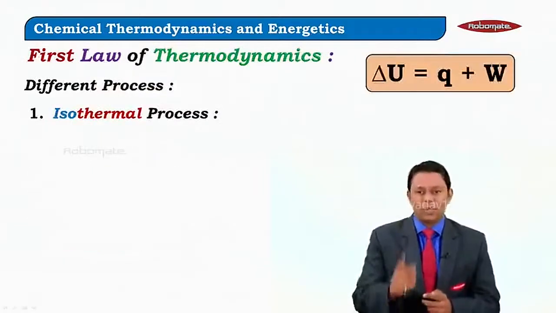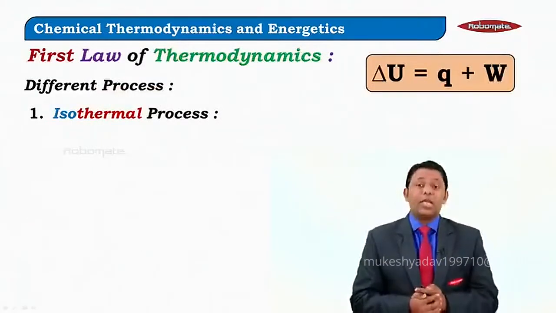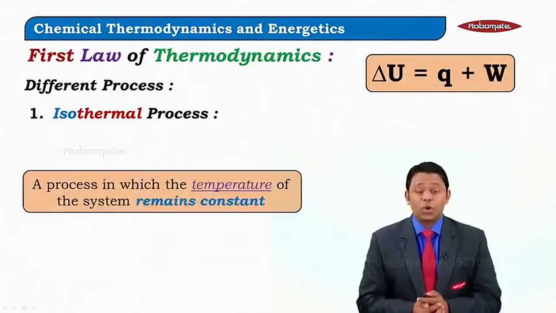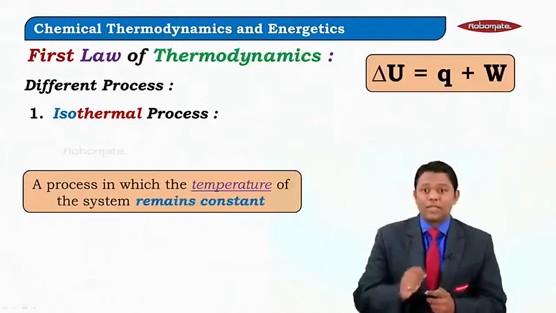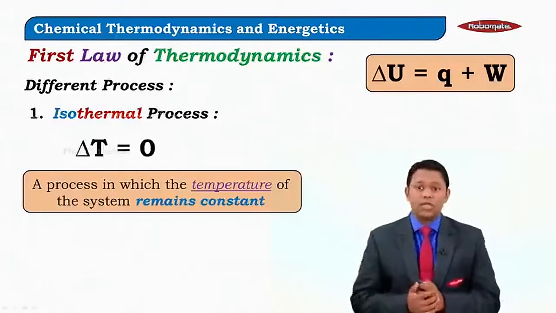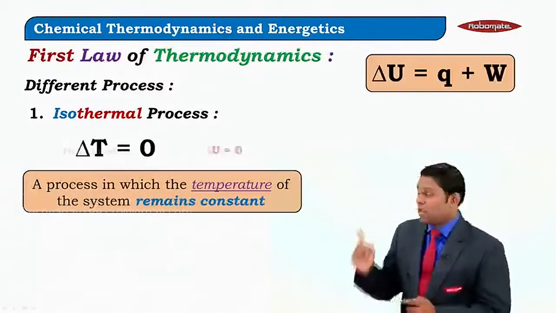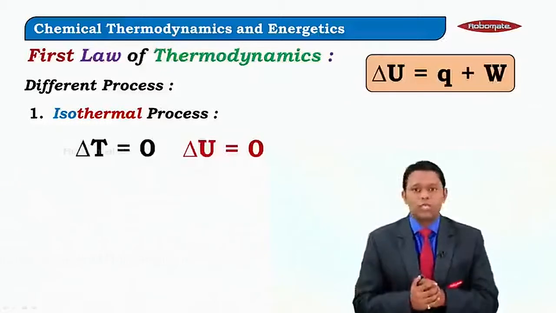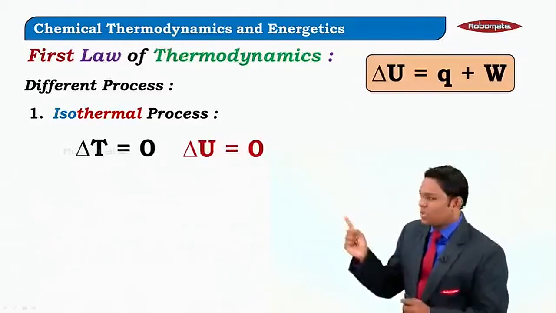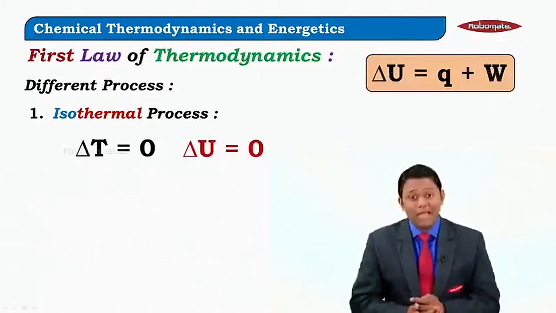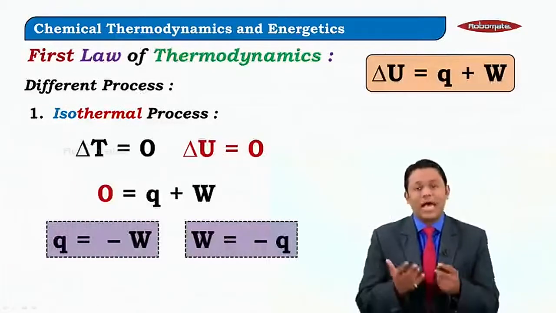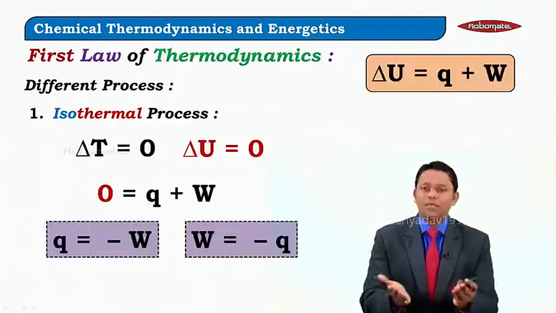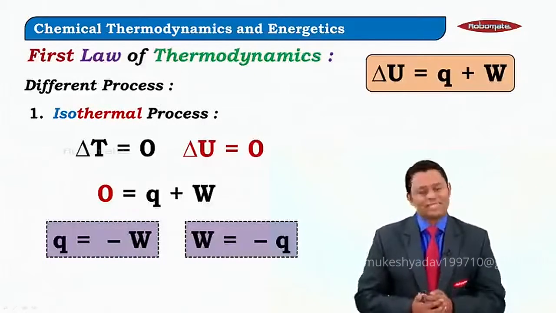Let's take the first one, that's isothermal process. Now in isothermal process, don't you know the process in which temperature remains constant? If temperature remains constant, delta T is equal to 0. If delta T is equal to 0, delta U is also equal to 0, and if we substitute this value in the above equation, we will get 0 is equal to Q plus W. That means either W is equal to minus Q or Q is equal to minus W.